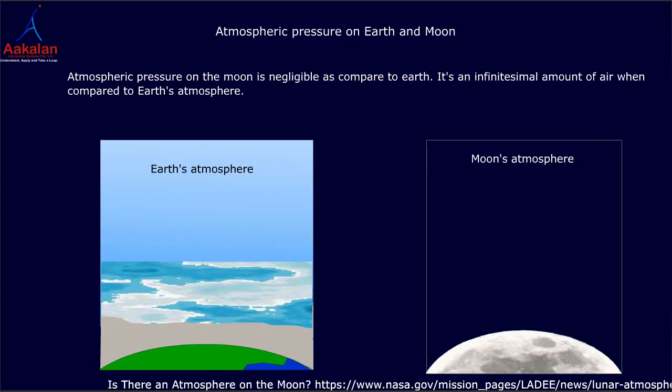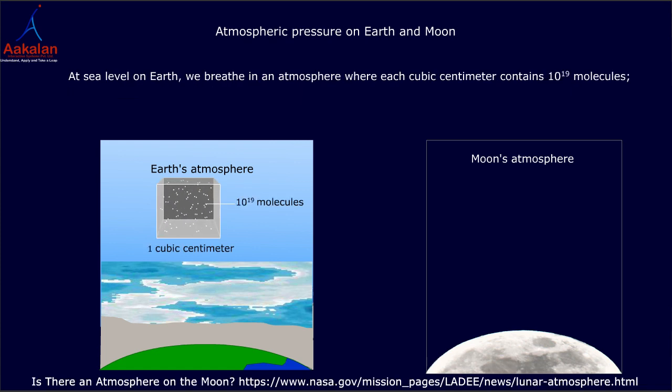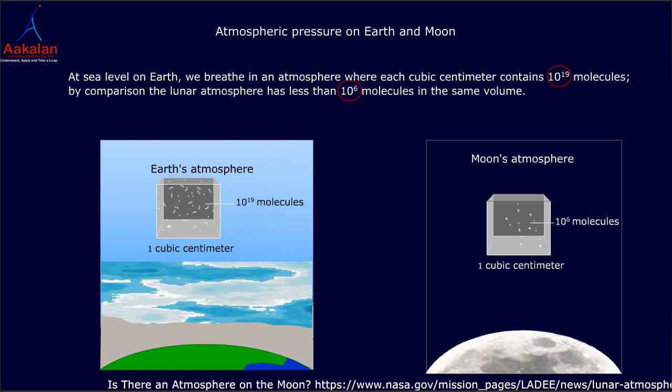Atmospheric pressure on the moon is negligible as compared to Earth. It's an infinitesimal amount of air when compared to Earth's atmosphere. At sea level on Earth, we breathe in an atmosphere where each cubic centimeter contains 10^19 molecules. By comparison, the lunar atmosphere has less than 10^6 molecules in the same volume.